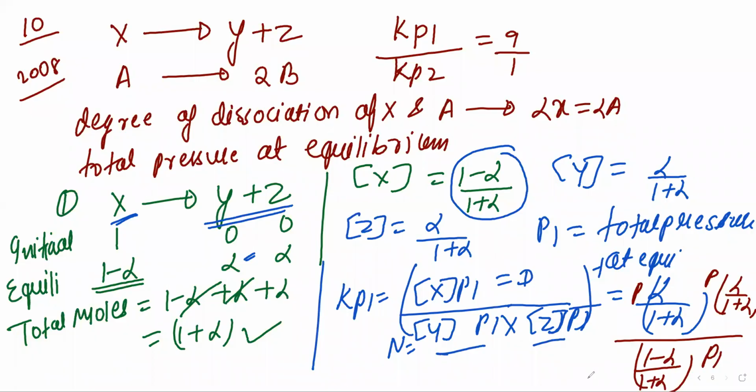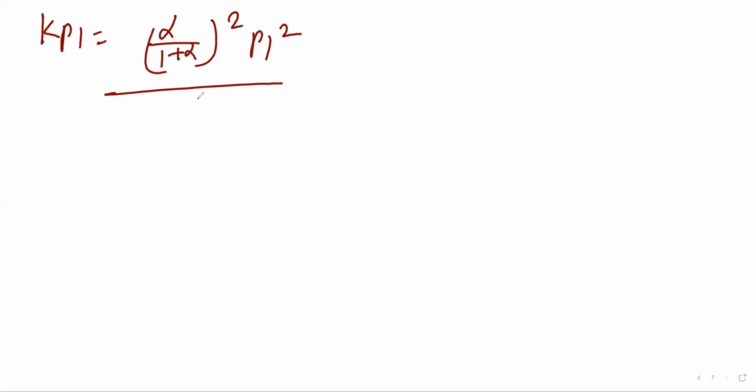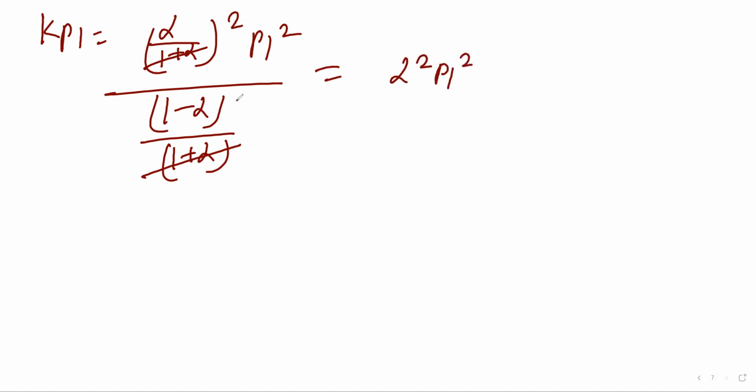So let's explain it. After multiplying you will get it like this. So Kp1 will be looking like this: alpha by 1 plus alpha whole square into P1 square, divided by 1 minus alpha upon 1 plus alpha, right? So this is whole square, this is 1. So this 1 plus alpha and this will get cancelled. The remaining will be alpha square P1 square in the numerator, and 1 plus alpha into 1 minus alpha into P1 in the denominator. So cancel one P1, right?